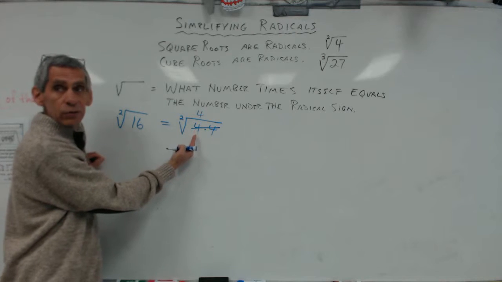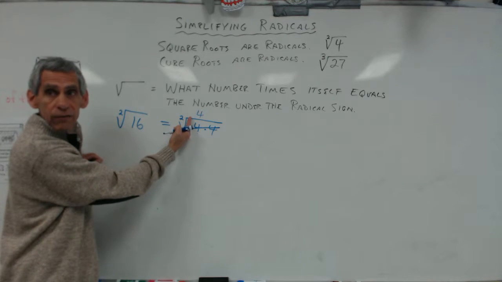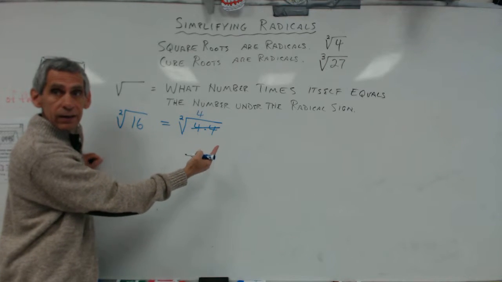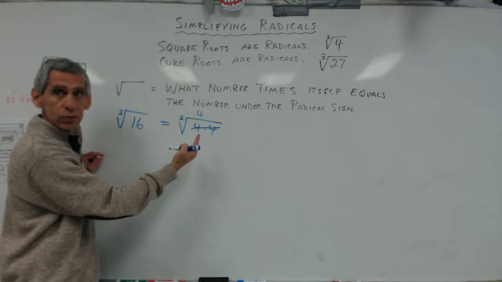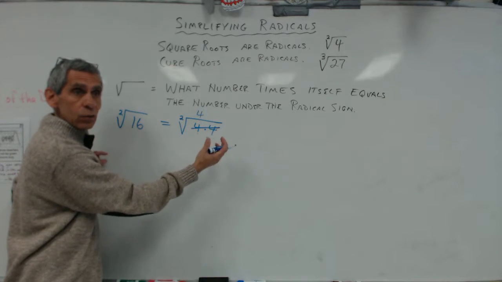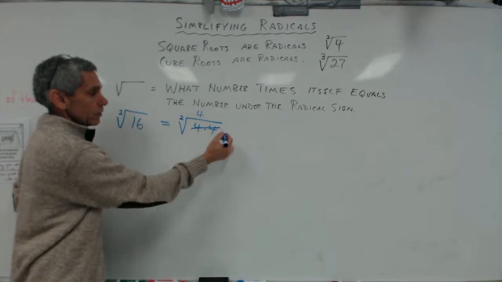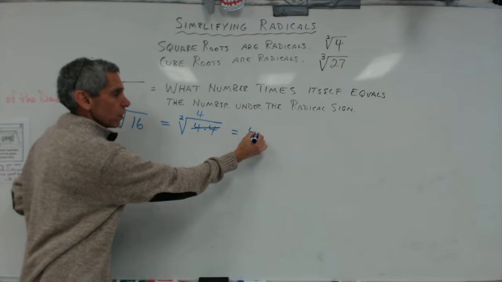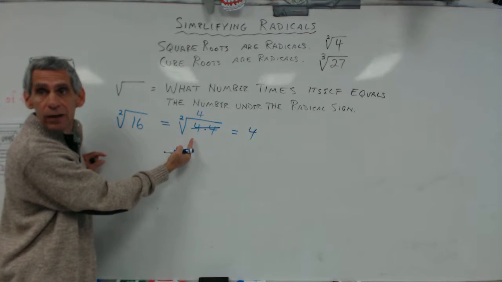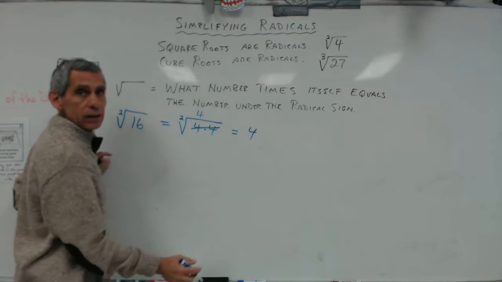I like to put anything that comes outside above for now, because this is simple, but it can get more complicated soon, since there might be more than one group of two. So my final answer is 4. And notice there's nothing left inside the radical sign, therefore I don't have to write the radical sign.